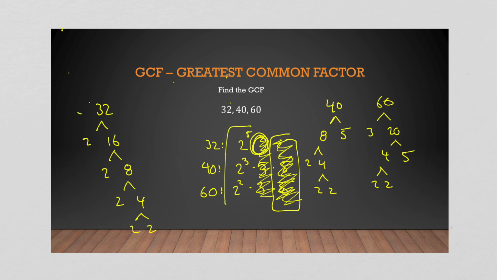The only common factor they have is a 2. And the question is, how many do they have in common? They only have 3 in common, because here I have 5 of them, but here I only have 3 of them. So if it was only those 2 numbers, 2 to the power 3 would be my greatest common factor. But when I bring 60 in, 60 only has two 2's, so it means my greatest common factor is 2 squared, which is 4. So you're looking for the common factors first, and then the smallest amount of times each appears in each one of the numbers. In this case, it's just 2 squared.